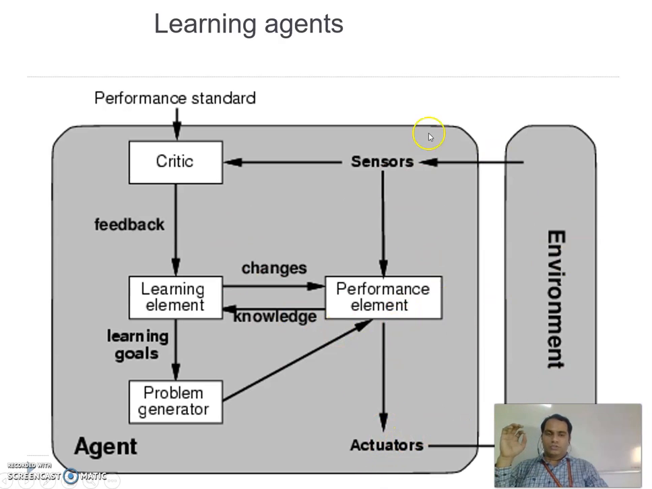Learning agents are the most important ones, as they maximize their performance measure based on the inputs from the external performance standards, which are given through the critic. Based on the critic, feedback is taken and learning is performed. So these are the different agent types we can have.